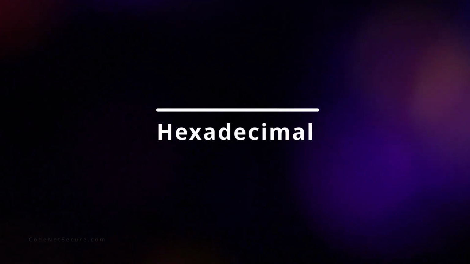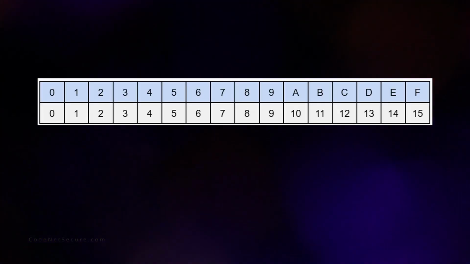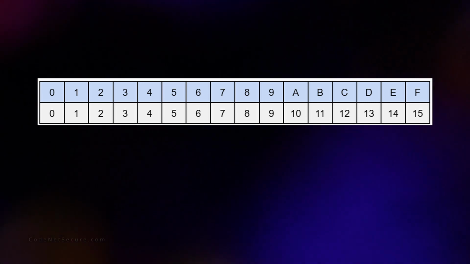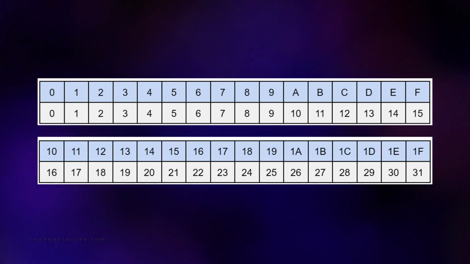The hexadecimal numbering system. The hexadecimal numbering system is a numbering system where 16 numerical characters are used to represent numerical values, including the numbers 0 to 9 and the letters A to F. If we count a bit further, we get this.